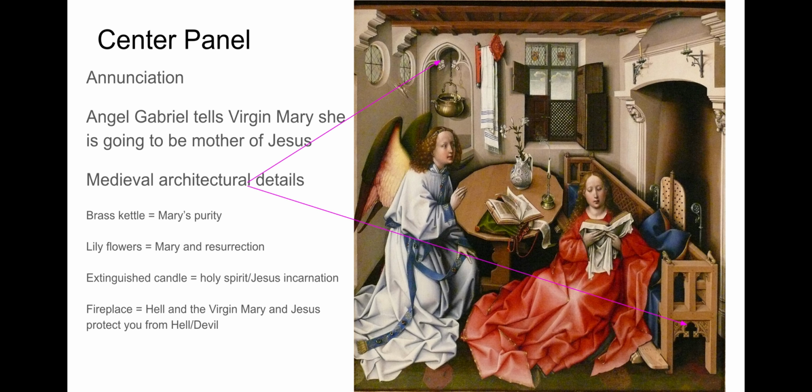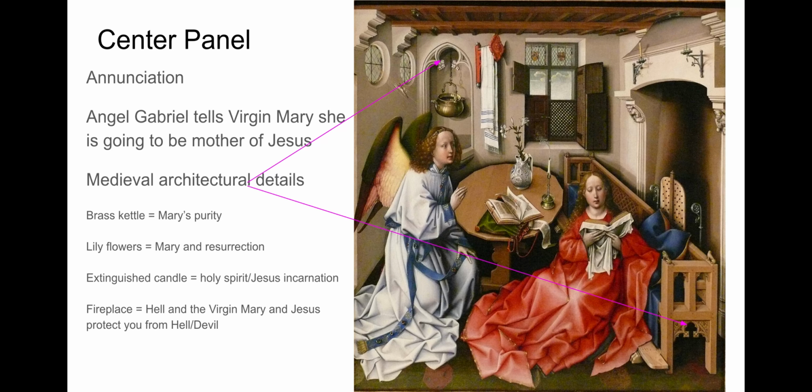And I pointed out just the medieval architectural details, the trefoil images or detail in the little niche and on the pew or bench that the Virgin Mary is kneeling on. And then I also wanted just to talk about quickly all of the symbolism, because Northern Renaissance art is, again, rich in symbolism. The brass kettle in the background niche, a symbol of the Virgin Mary's purity.